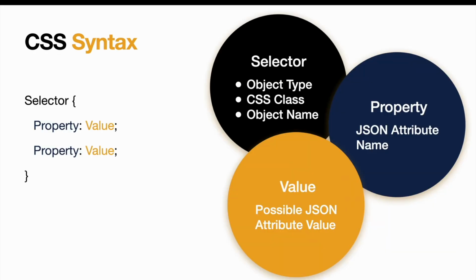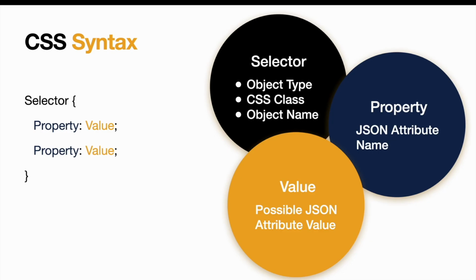Syntax. A CSS style is very simple. It consists of a selector followed by properties and values, all enclosed in curly braces. The selector defines where the style applies. It can refer to an object type like a button or text field. It can also be a CSS class like accent color, or a specific object by name like button OK.